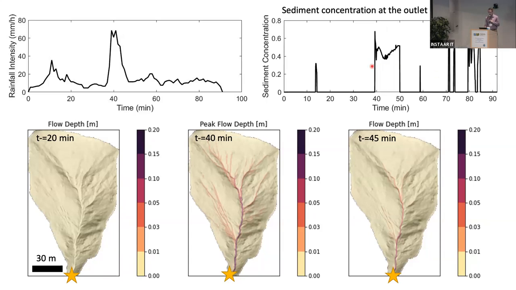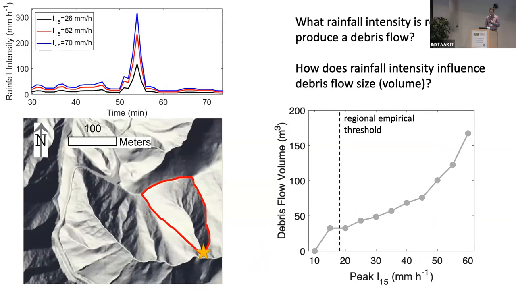And we see that indeed we're getting a decent number of flows with sediment concentrations that are quite high, over 40% during this time between 40 and 50 minutes when we saw the peak flow. And then there are a couple of other bursts later in the storm where we're also seeing spikes in flow depth and sediment concentration. So these are small debris flows because it's a small watershed, but this storm with that I-15 of about 50 millimeters an hour would be sufficient to produce debris flows.